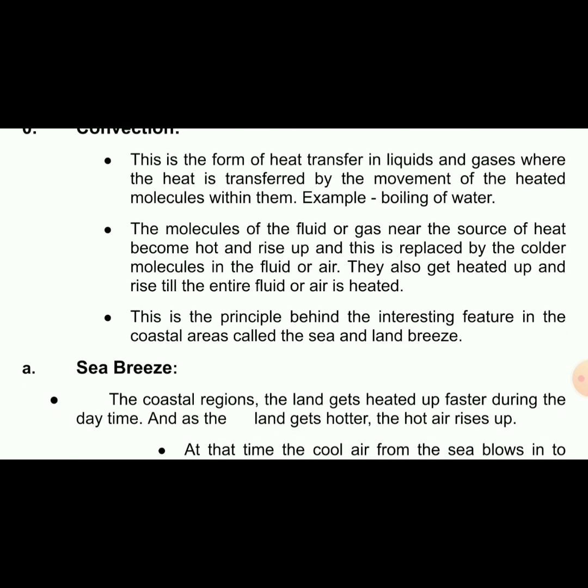Second, convection. This is the form of heat transfer in liquids and gases where the heat is transferred by the movement of the heated molecules within them. Example: boiling of water. The molecules of the fluid or gas near the source of heat become hot and rise up, and this is replaced by the cooler molecules in the fluid or air. They also get heated up and rise till the entire fluid or air is heated.